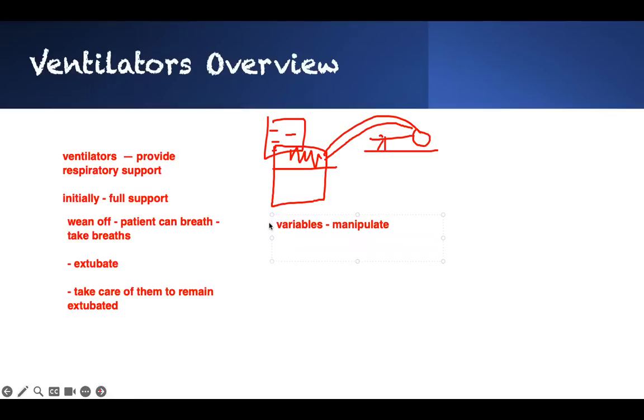So we set the machine to FiO2. This is just the fraction of inspired oxygen that we want the patient to get.